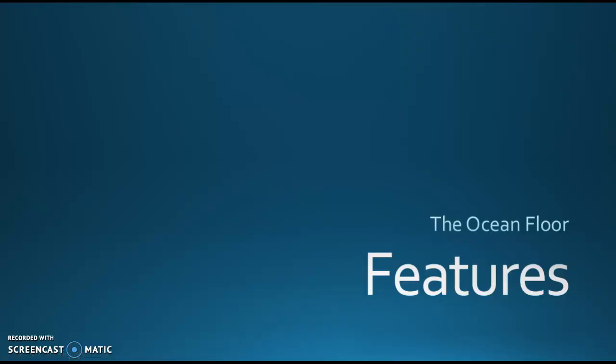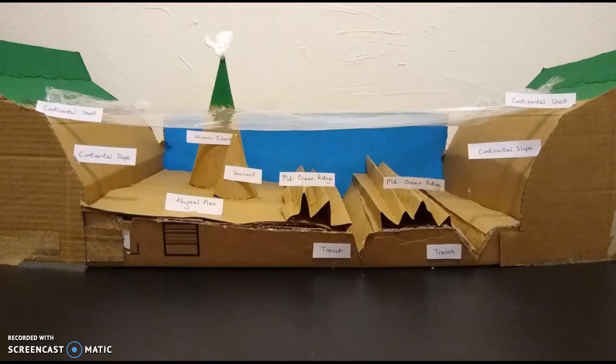Next, I will be discussing the features of the ocean floor and the three main regions that have each of these features. The three main regions of the ocean floor include the continental margins, the deep ocean basin, and the oceanic ridge.